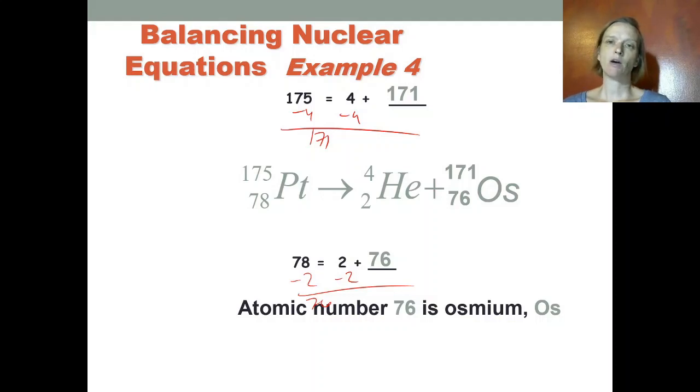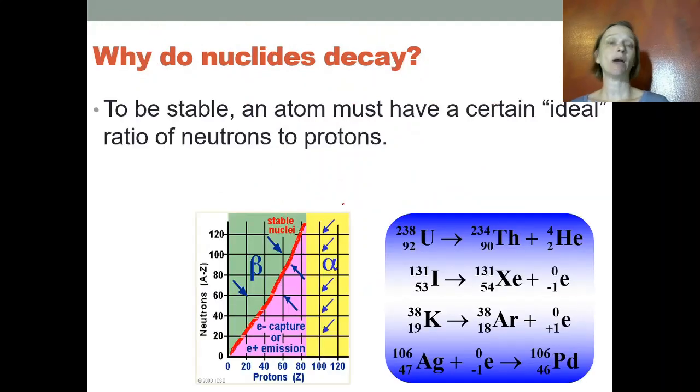But you may be wondering, why are these isotopes decaying anyway? Why do some isotopes or some nuclides decay? To be stable, an atom must have a certain ideal ratio of neutrons to protons. There's a graph here that shows if you have too many neutrons for the amount of protons you have, then the atom will probably go through a beta decay.